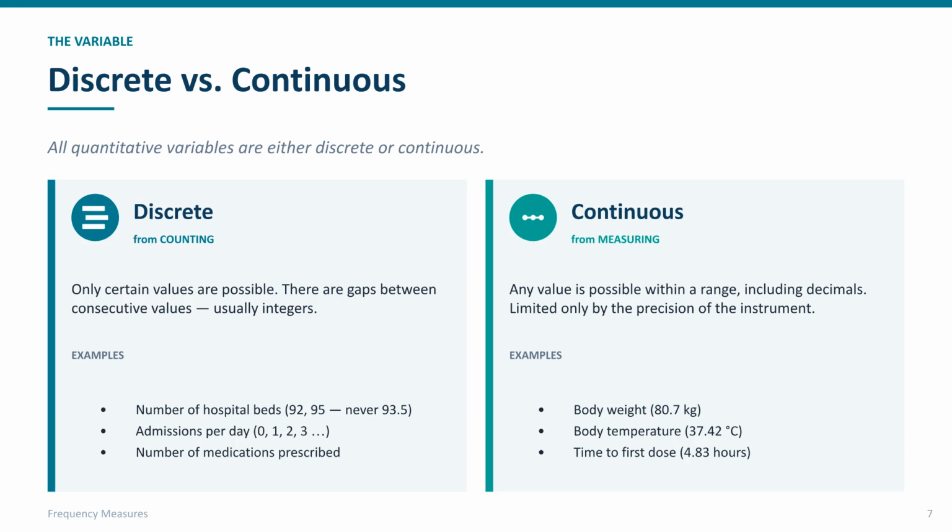Quantitative variables are further split into discrete or continuous types. Discrete variables, like counting hospital beds, are defined by integers with gaps between values. Continuous variables, like body weight, are measured and can take any value within a range.